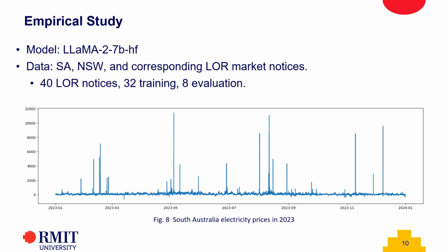For the empirical study, we applied the model to electricity price data and lack of reserve market notices from South Australia, covering the period from 1st of January 2023 to the 31st of December 2023.